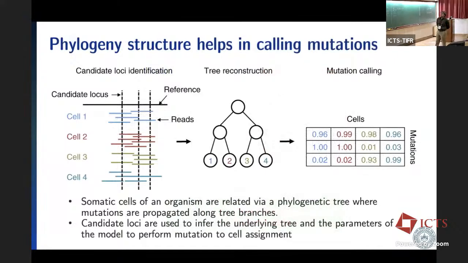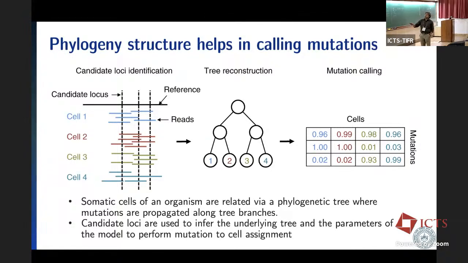Now, with those things in mind, there was another line of methods. This is actually a paper from 2019, where they showed that indeed the phylogeny structure can help in calling mutations. I would say this is probably one of the first works which tried to treat the problem in a joint manner: instead of solving mutation calling and phylogenetic inference as two separate problems, why don't we do it together? Okay, so that's what they did.